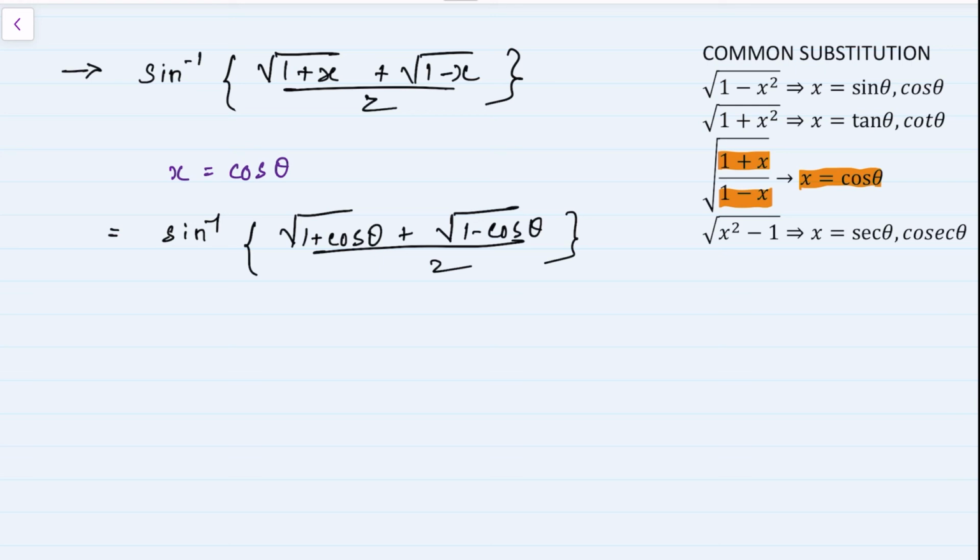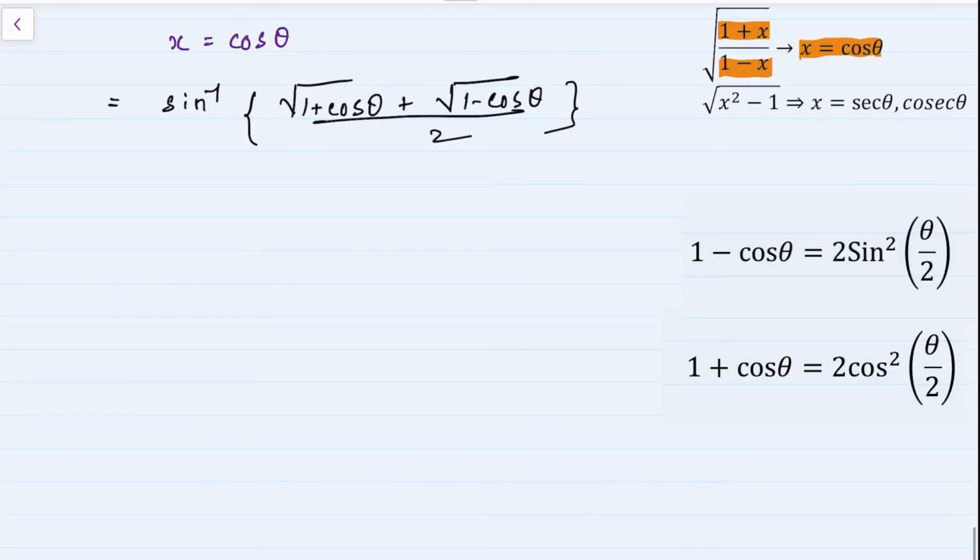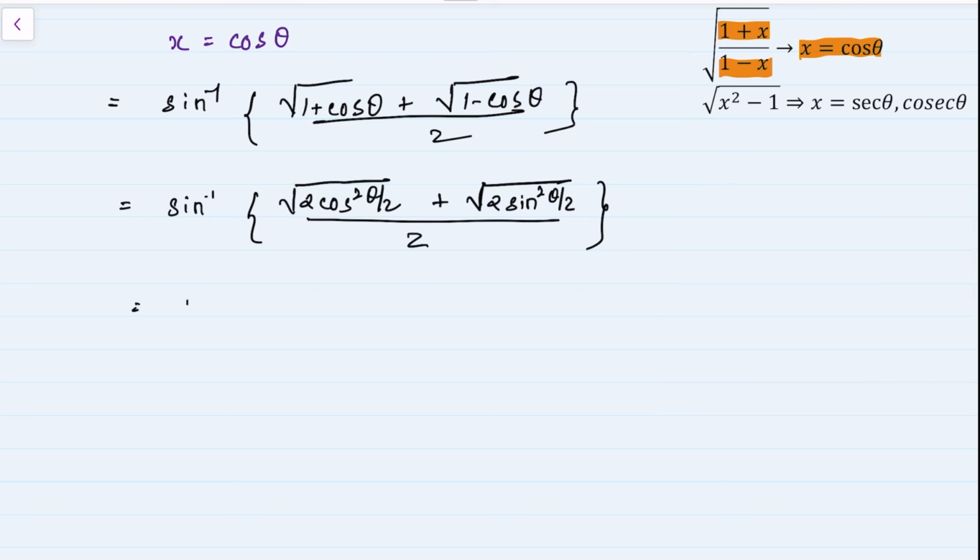So 1 plus cos theta and 1 minus cos theta are nothing but the modified identities of cos 2 theta. So for 1 plus cos theta we can substitute 2 cos square theta by 2, whereas in case of 1 minus cos theta we can substitute 2 sin square theta by 2, and the denominator would remain same as it is, so divide by 2. Now root 2 is common in the numerator, so we can take root 2 common, divide by 2, and inside the bracket we can write root of cos square becomes cos theta by 2 and the root of sin square becomes sin theta by 2.